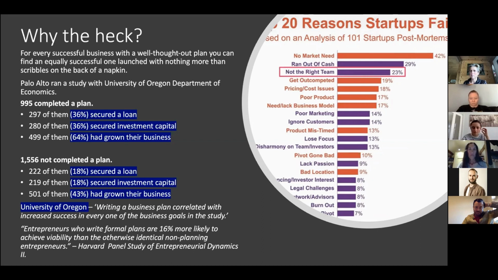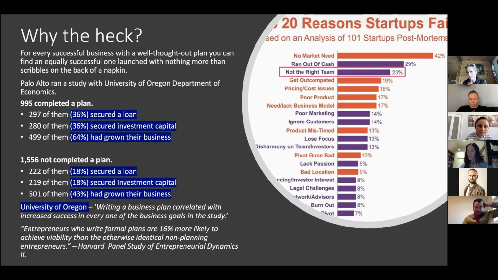Now, the staggering statistics are that nearly twice as many with a plan got a loan. Nearly twice as many with a plan got investment capital in. And a third more of those with a plan had grown their business. And Oregon's summary was that writing a business plan correlated with increased success in every one of the business goals in the study. And I did work in Harvard, also quite recent, which said, after research across 1,000 business startups, that those that write a formal plan are 16% more likely to achieve viability than otherwise identical non-planning entrepreneurs. And that was across about a 6-year study horizon.